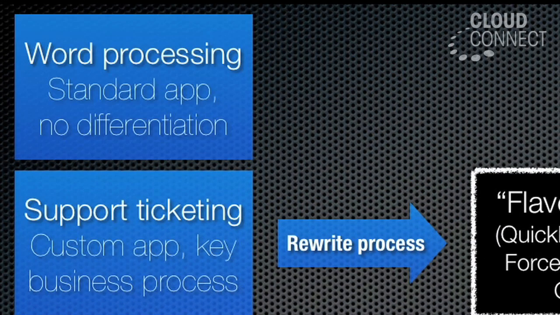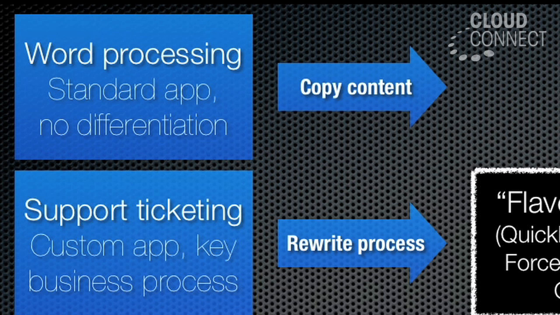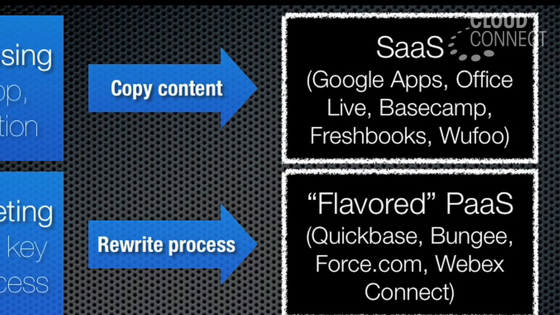Of course, the fourth tier here is when I take an application such as word processing, it's fairly standardized. I copy my content, my document itself, into a third-party environment, and that's pure software as a service. I'm just using someone else's word processor.